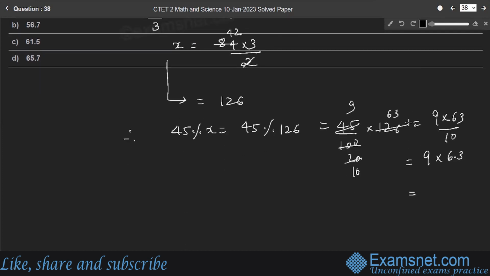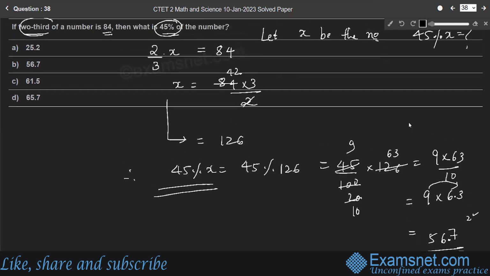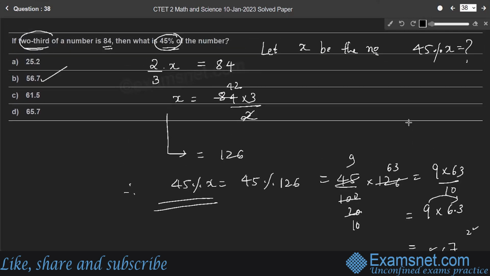So direct multiplication: 9 into 3 is 27. Then 9 into 6 is 54 plus 2 is 56. Hence 56.7 is 45% of the given number, right? 56.7 is the answer. Option B.